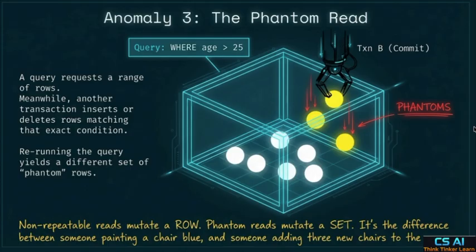Anomaly 3 is the phantom read. While a non-repeatable read mutates a single row, a phantom read mutates a set. Imagine you query for everyone over age 25. While you are processing that list, transaction B inserts a new user who is 30. If you run the query again, a phantom row appears that wasn't there before. It's the difference between someone painting a chair blue, which is a row mutation, and someone adding three new chairs to the room, which is a set mutation.